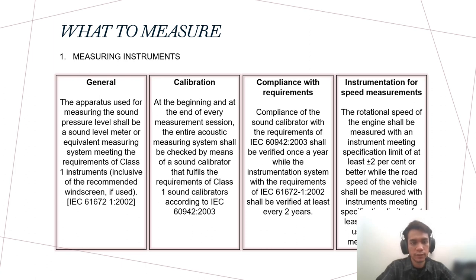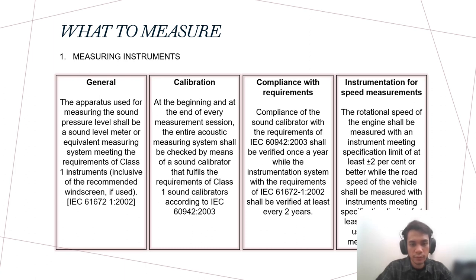So the next one is calibration. At the beginning and at the end of every measurement session, the entire acoustic measuring system shall be checked by means of a sound calibrator that fulfills the requirement of class 1 sound calibrators according to the IEC 60942-2003. The third one, the compliance with requirements.